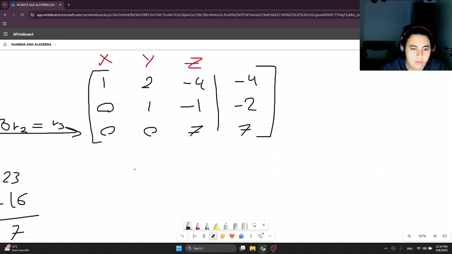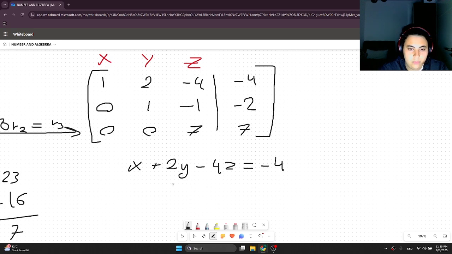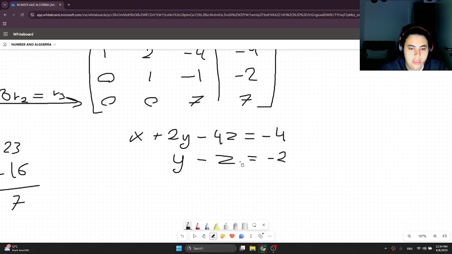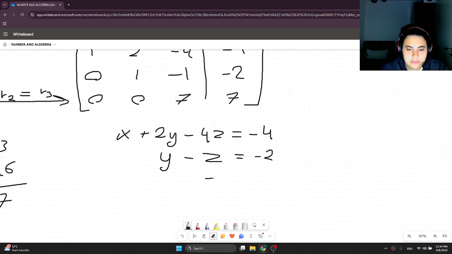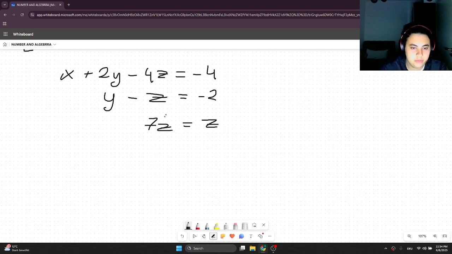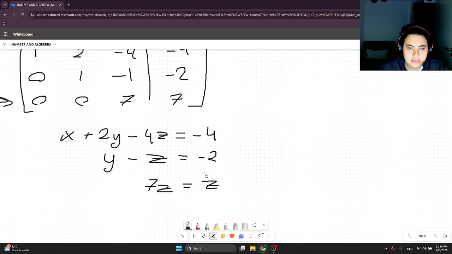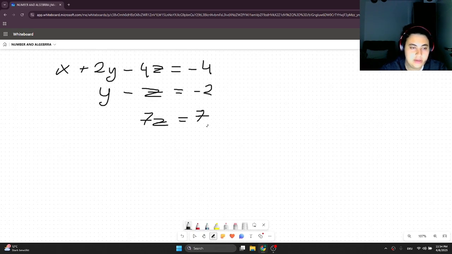So you say 1x is x plus 2y, minus 4z is equal to negative 4. This is the first row. Now, the second one, 0 times x, so there's no x. y minus z is equal to negative 2, right? And then here we have 0 and 0, we only have z, so it's 7z is equal to 7. Okay, so now we can finally start working out our variables.